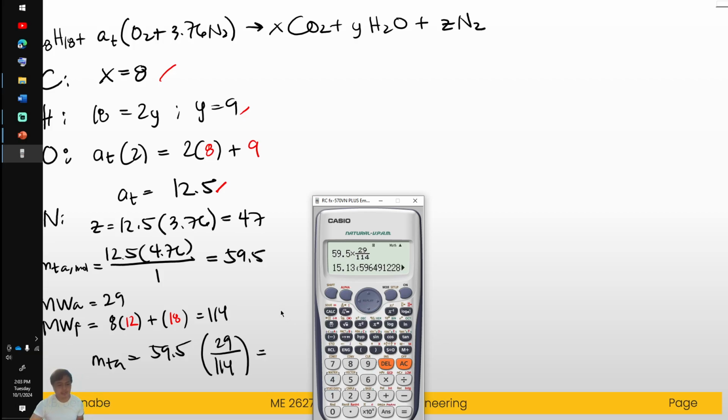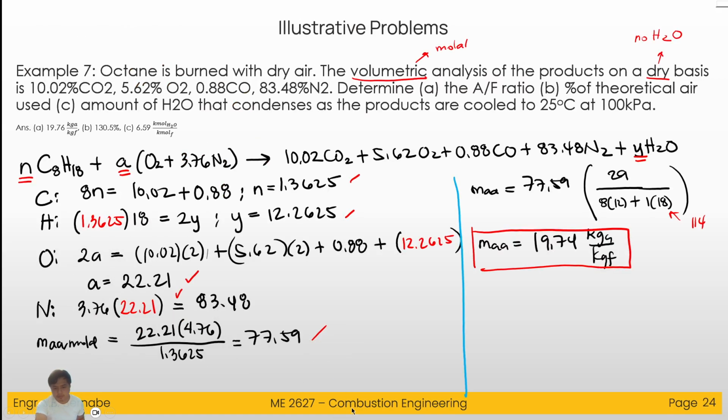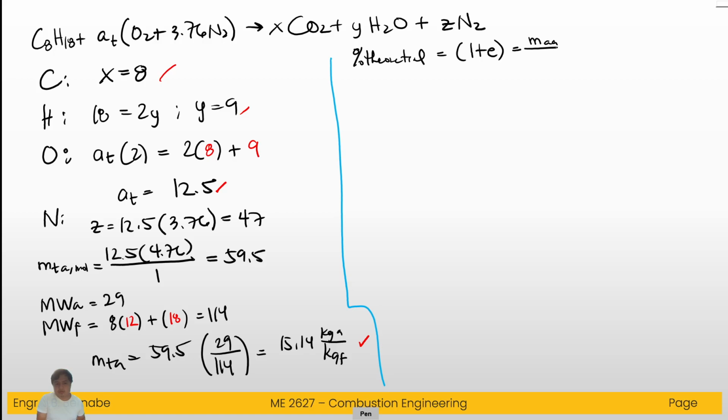So 15.14, no? 15.14 kilogram of air per kilogram of fuel. So this will be the theoretical amount, no? So to find the percentage theoretical air, guys, is basically just 1 plus E, no? Okay, so to find 1 plus E, this is just the ratio of the actual air over the mass of the theoretical air.